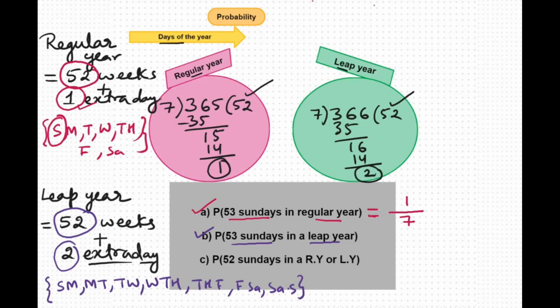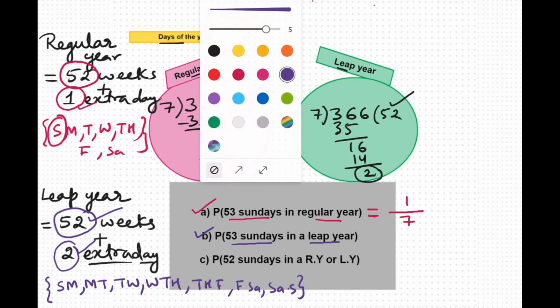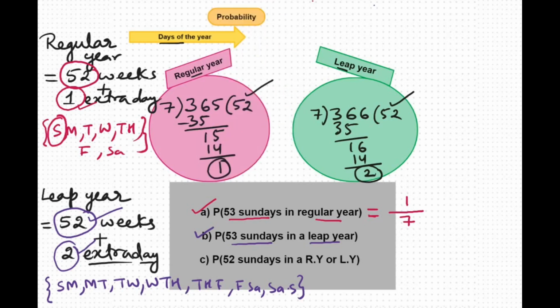So as I said, 52 weeks will have 52 Sundays. So the 53rd Sunday, we have to search in the 2 extra days. In the 2 extra days, we see in this combination a Sunday, and in this combination a Sunday. So there can be 2 choices where we can see a Sunday out of the 7 choices in this sample space. So the probability of having 53 Sundays in a leap year is 2 out of 7 choices.